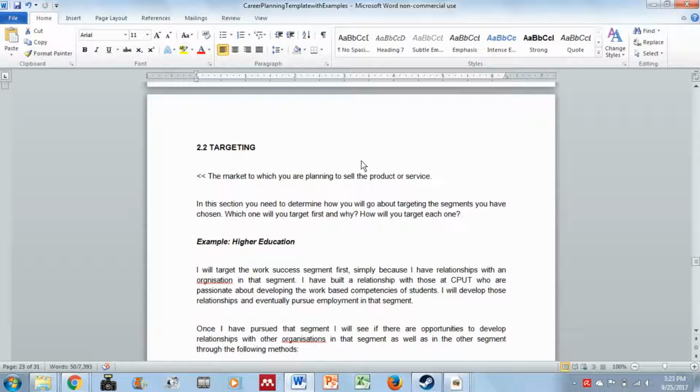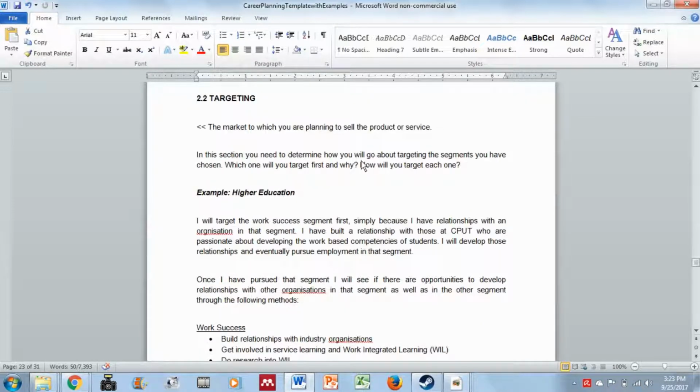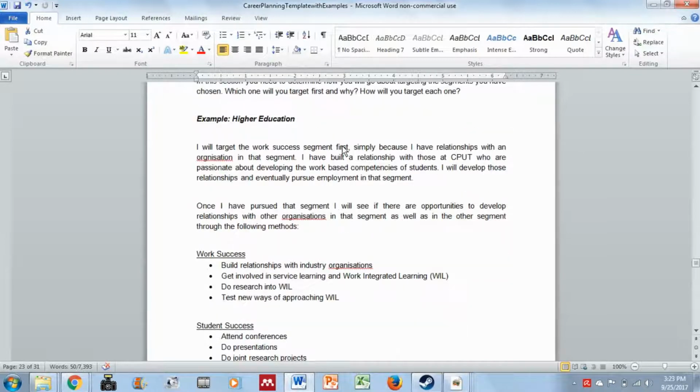Okay, then we get to targeting, the market to which you are planning to sell the product or service. In this section, you need to determine how you will go about targeting the segments you have chosen. Which will you target first and why, and how will you target each one? So then I explain here.